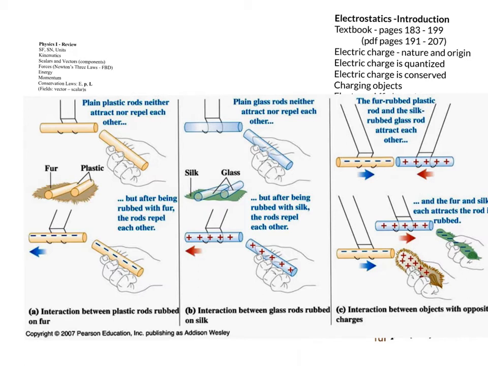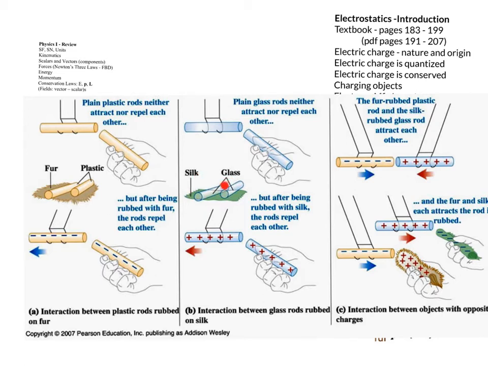So the rod tends to pull electrons off the fur, making the rods negative, and not shown here, the fur becomes positive. Why? Because of conservation of charge. So any charge that goes from the fur to the rod will make the rod one charge more negative and make the fur one charge more positive.